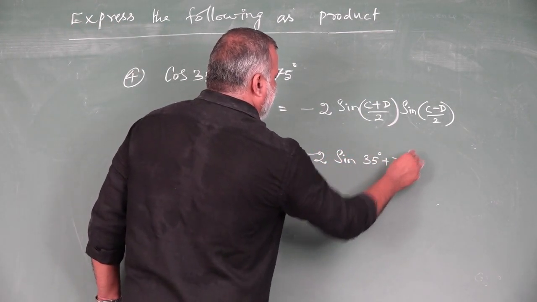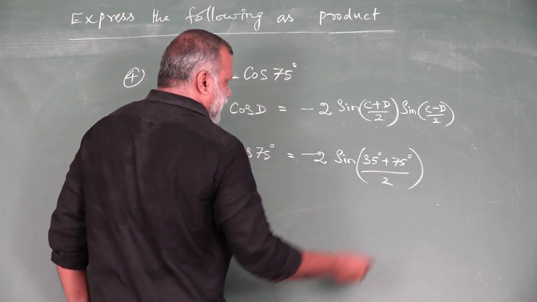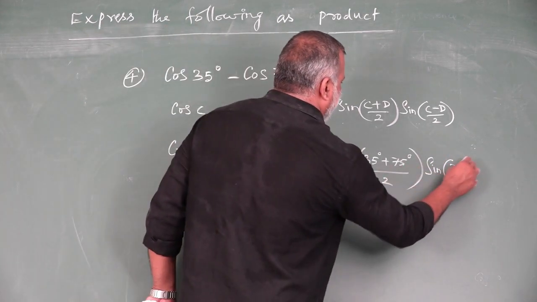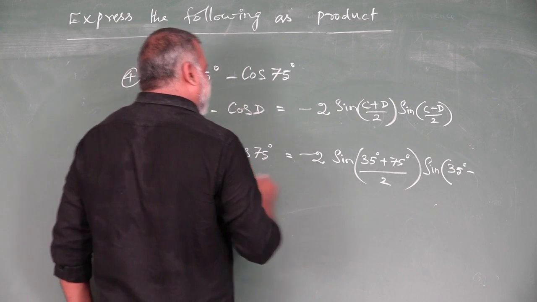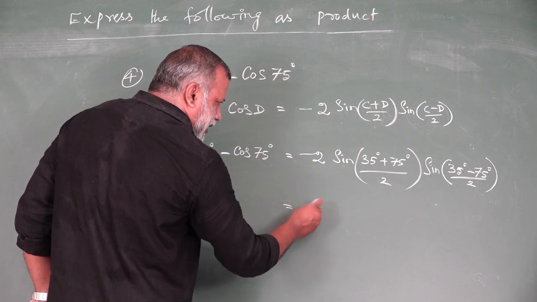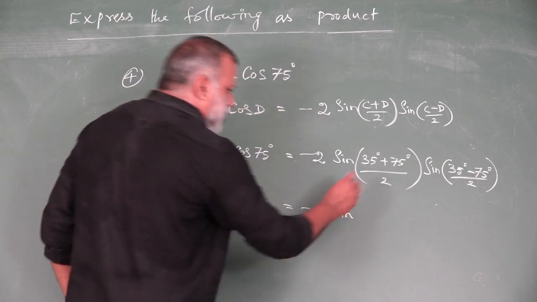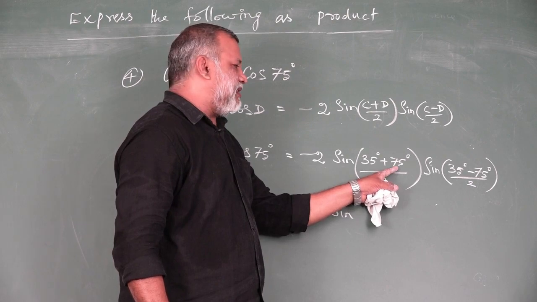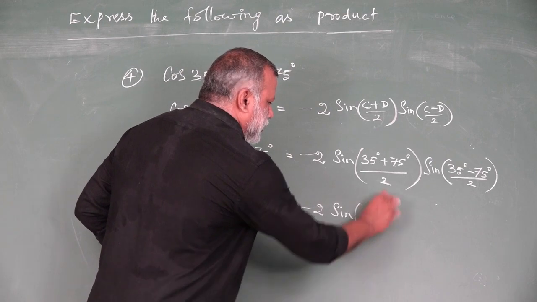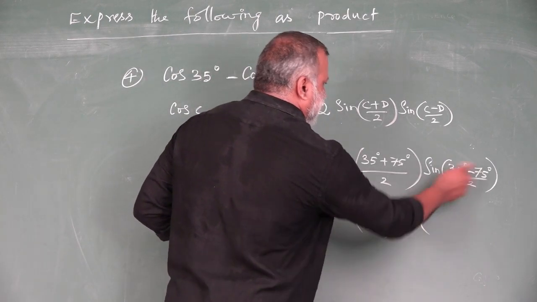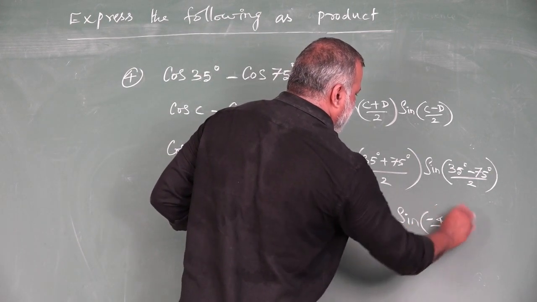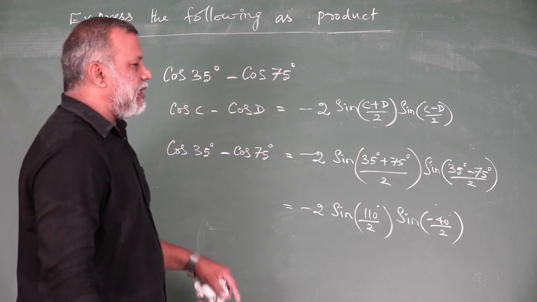D is 75 divided by 2 into sin of C minus D. C is 35, minus D is 75 divided by 2. Now listen carefully here. Minus 2 sin. What is the value here? 35 is adding with the 75, we can get 110. 110 divided by 2. Here sin of 35 minus 75, we can get minus 40 divided by 2.